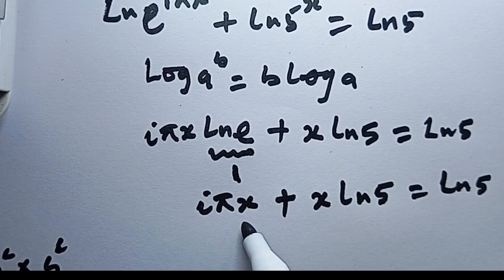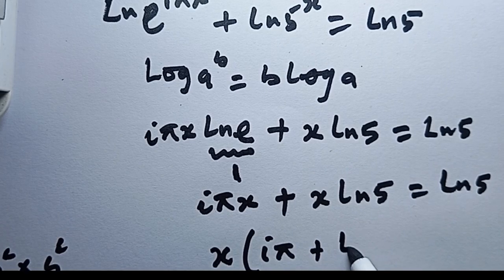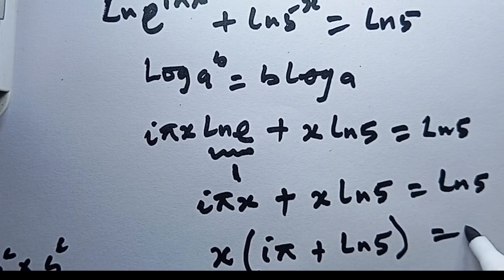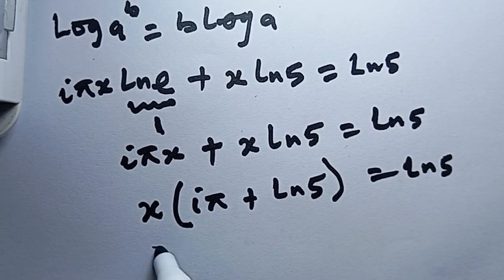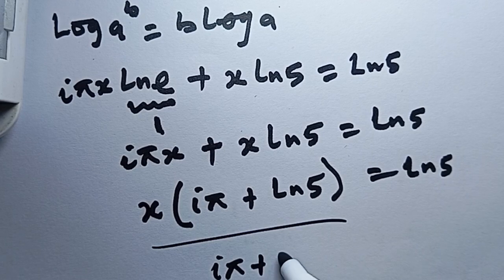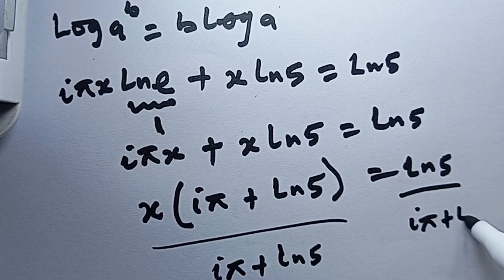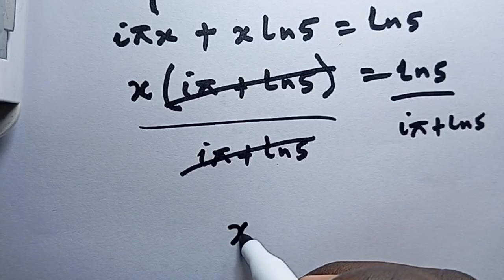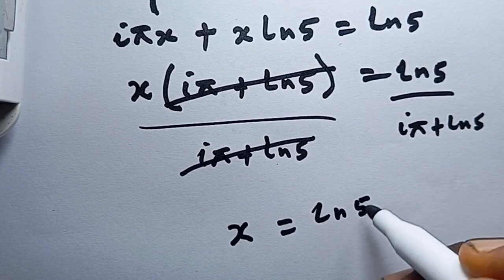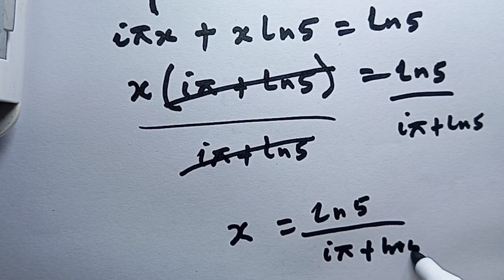So what I'm going to do next is actually to factor out x here, because we are looking for the value of x. So I'm going to factor that out, and on this side I will have I pi plus natural log of 5, and this will still be equal to the natural log of 5. I will divide through by I pi plus natural log 5. Okay, I pi plus the natural log of 5. This is actually going to cancel this, and eventually x will be equal to natural log of 5 divided by I pi plus the natural log of 5.